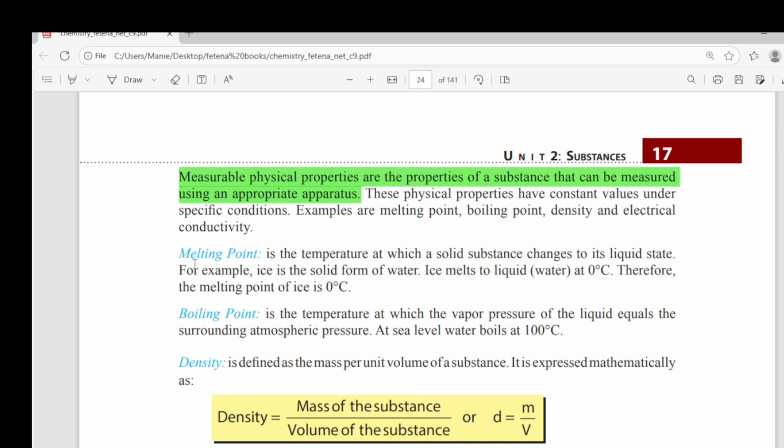So let's come to the melting point. Melting point is a temperature at which a solid substance changes to its liquid state.